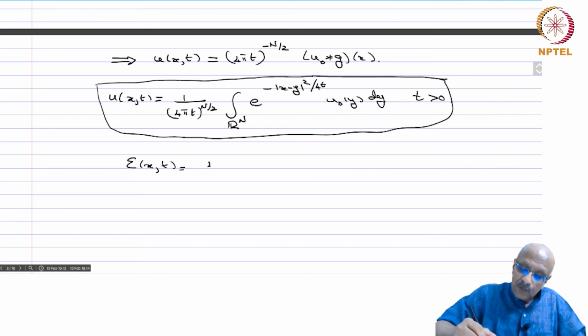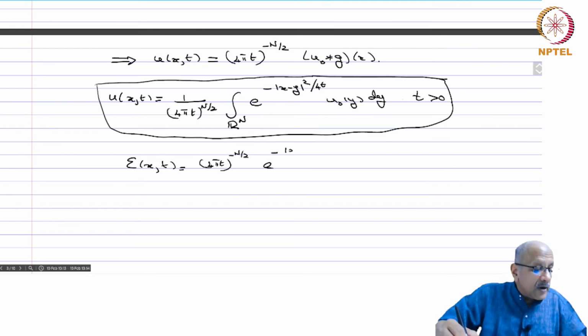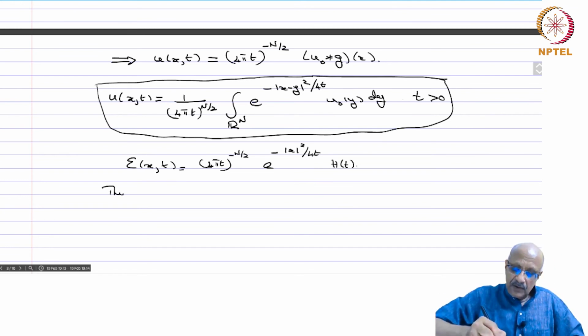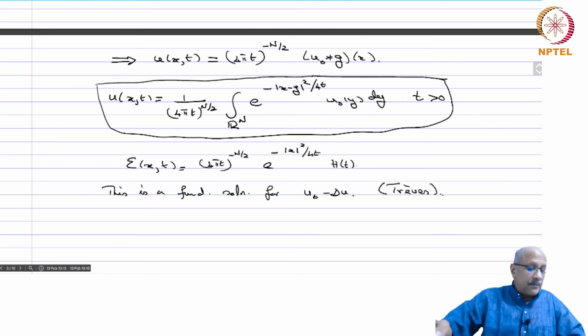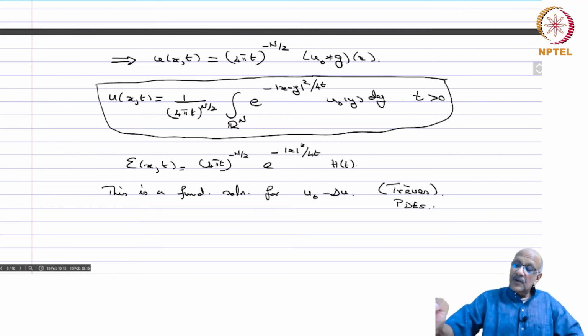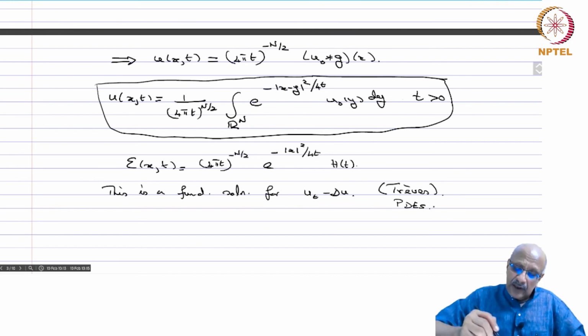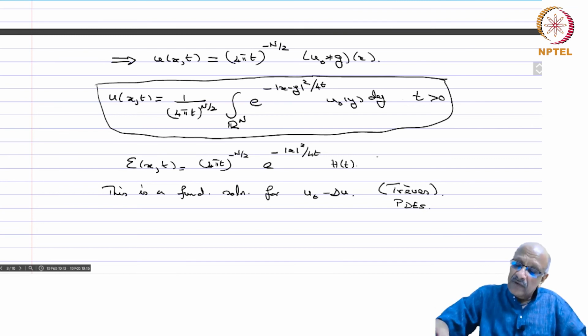equal to 4 pi t to the minus n by 2 into e power minus mod x square by 4t into h of t. This is a fundamental solution for u t minus delta u, the heat operator. A proof can be found in the book of Treves, Partial Differential Equations. Here we are taking only t bigger than 0, and therefore h of t is 1, h being the Heaviside function.